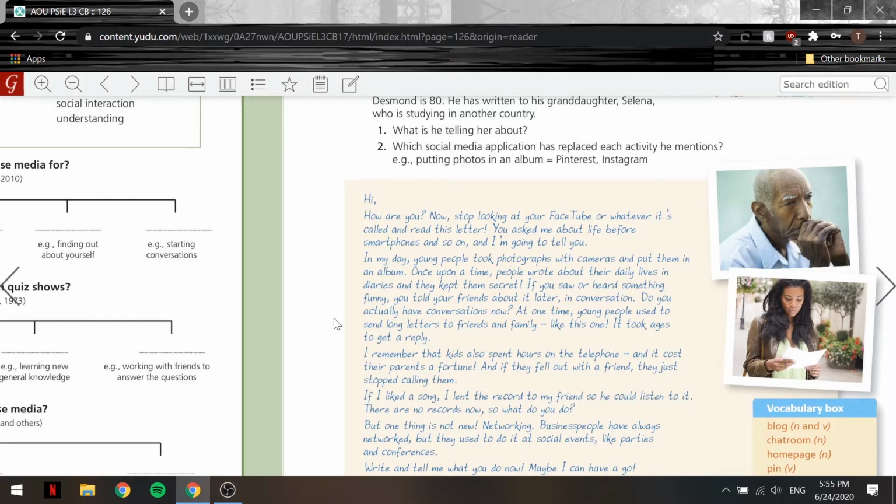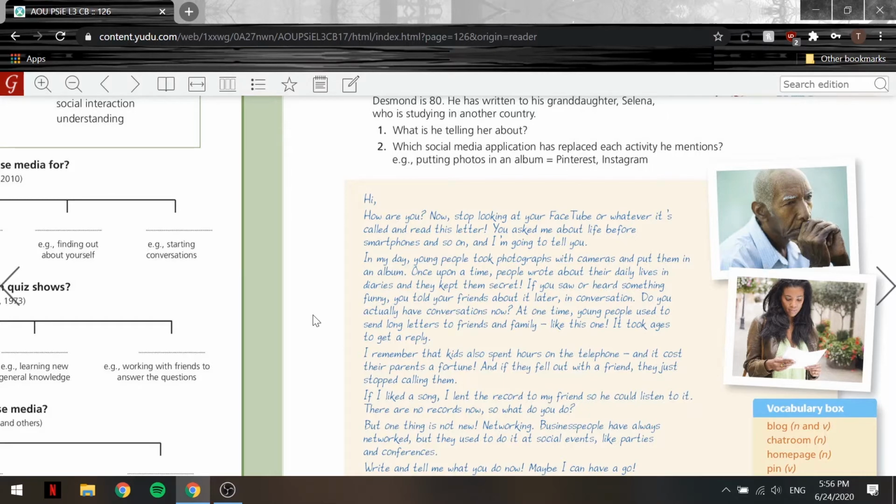Networking. Business people have always networked, but they used to do it at social events like parties and conferences. Now, I believe that this hasn't changed. People still go outside and go to certain places just to start networking. And it's not necessarily only for business people, but it has improved a ton with the addition of social media, because now you can go to places where people have similar interests, so you're not going in sort of blind, if you know what I mean. And also the addition of LinkedIn and other social media like Twitter make that process a lot easier as well.